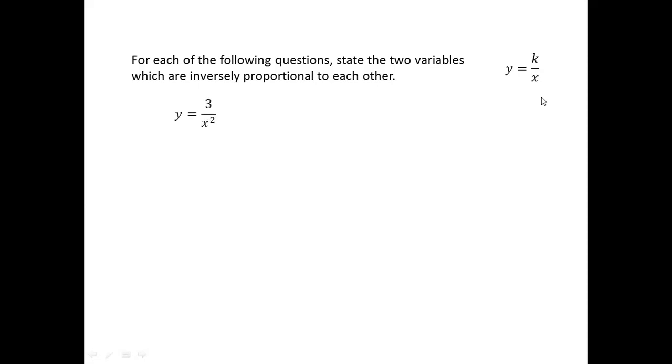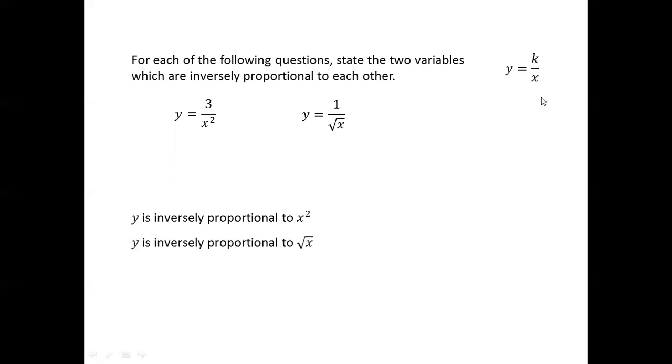For the first equation, we have y is equal to 3 over x squared. This can be read as y is inversely proportional to x squared. Next, y is equal to 1 over square root of x, which can be read as y is inversely proportional to square root of x. Next, y squared is equal to 5 over x cubed. We will read this one as y squared is inversely proportional to x cubed.